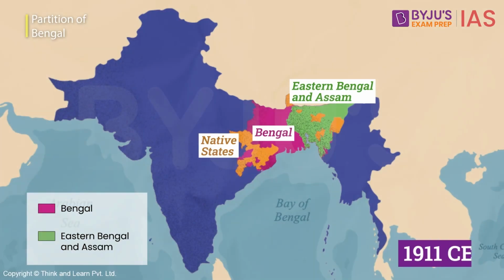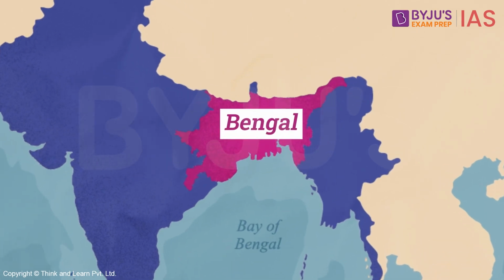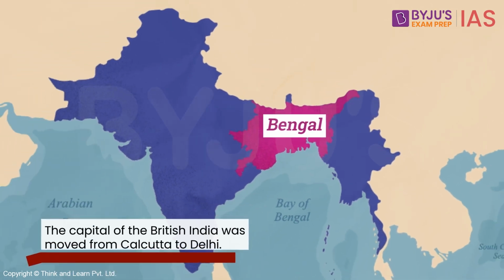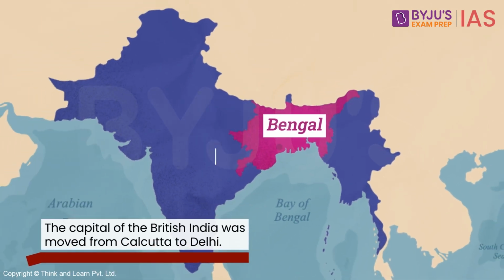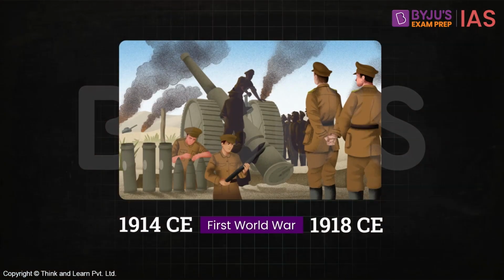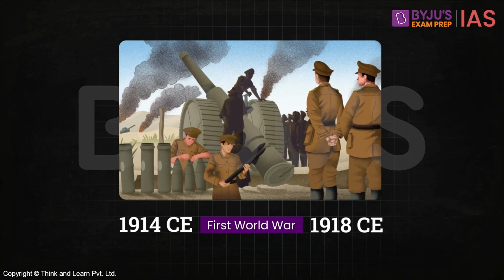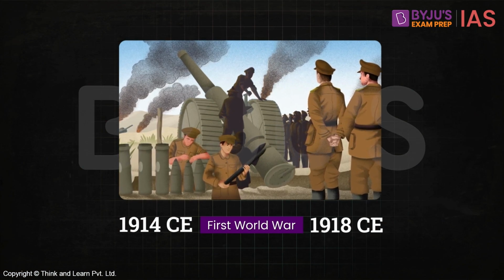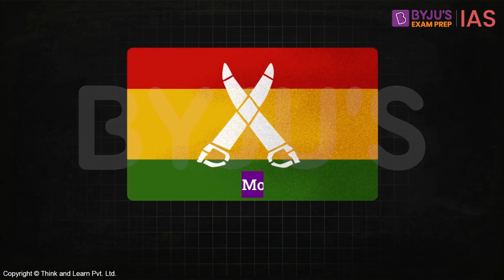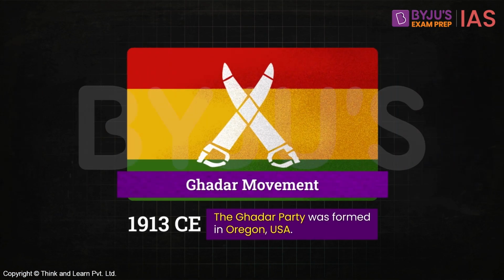Finally, in 1911, the partition of Bengal was annulled on account of revolutionary activities, and the capital of British India was moved from Calcutta to Delhi. During World War I, revolutionary activities broke out yet again in favor of Indian independence. The Ghadar Party, established in 1913 in Oregon, USA, actively participated in armed revolutionary activities from 1914 to 1917 in Punjab.